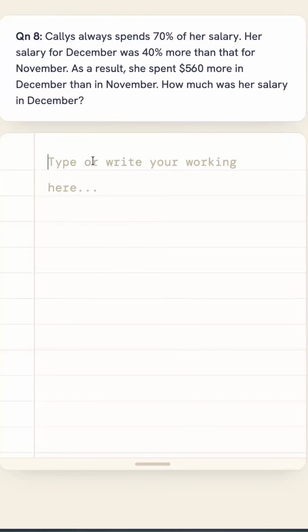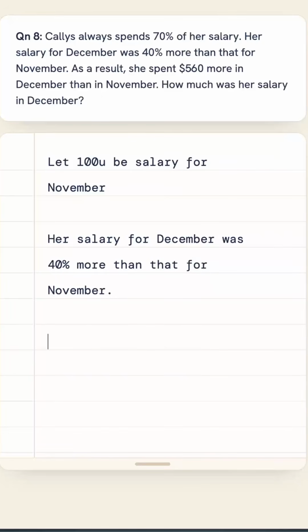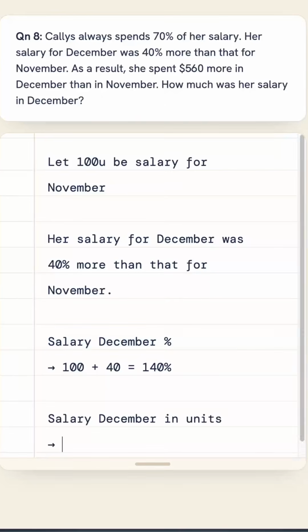So in this case, for the salary in December, let 100 units be the salary for November. Because her salary for December was 40% more than that for November, the salary for December in terms of percentage is equal to 100 plus 40%, which is 140%. So the salary in December in units will be equal to 100 units times 140%. This will give us 140 units.